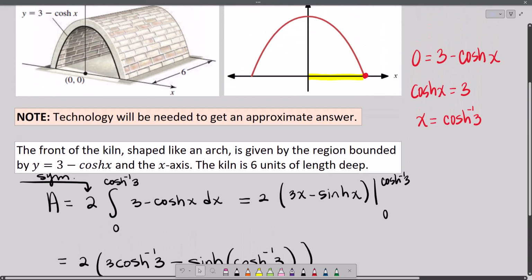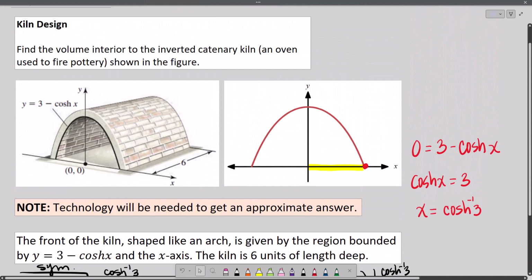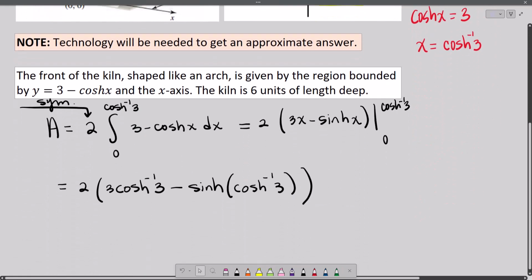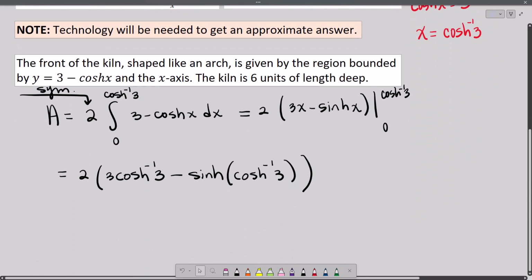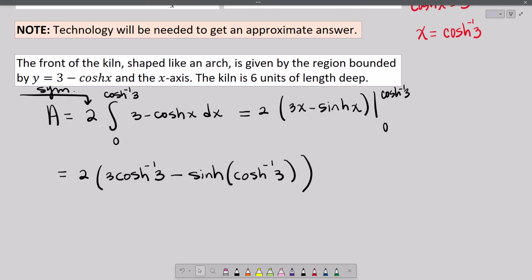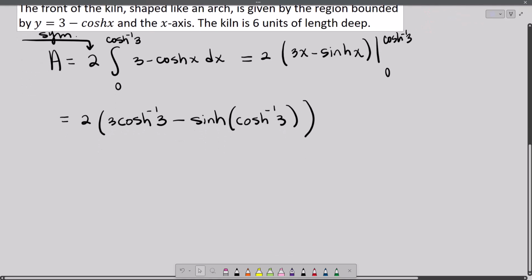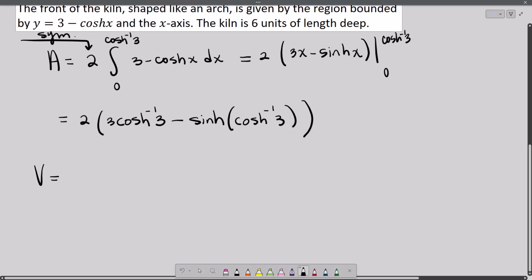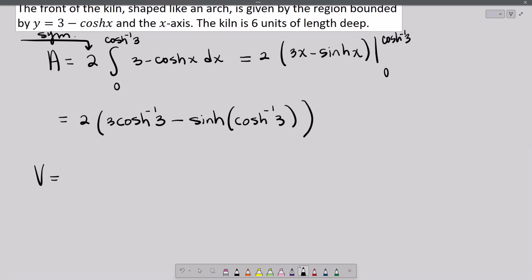And now this question, it doesn't give us any real specifics, but we would have to use technology. If they said round it to 2 decimal places, we'd have to type that into our calculator. Volume is then area multiplied by the depth. And the depth is just 6 units long. So the volume will be 12 times this amount. So this is going to be the exact volume.